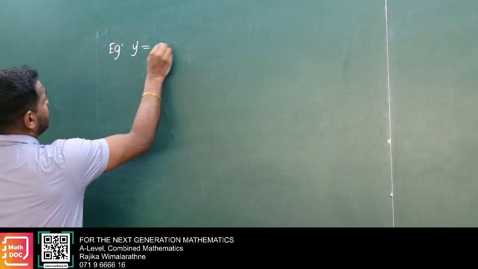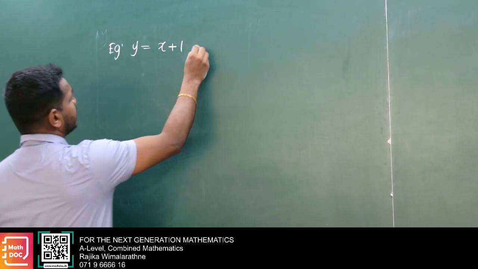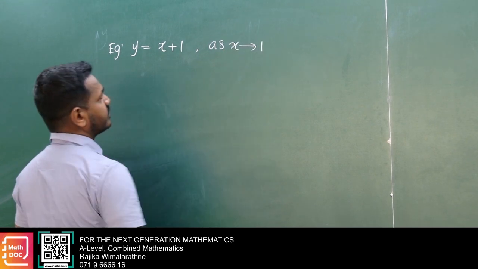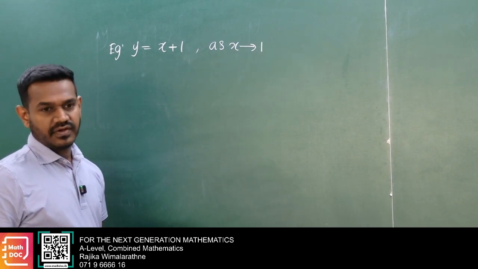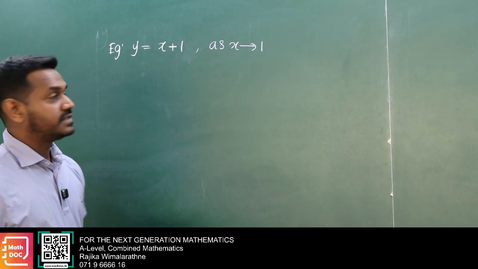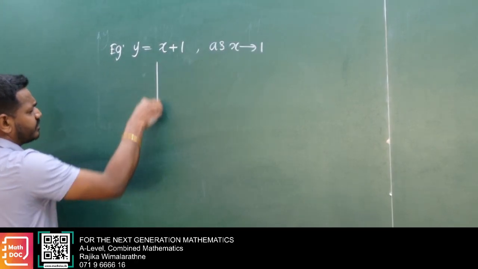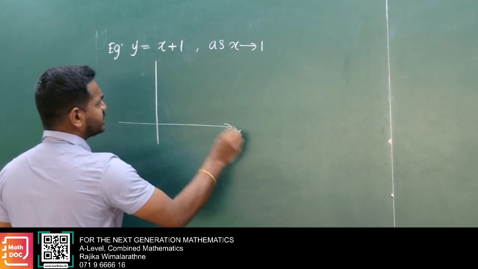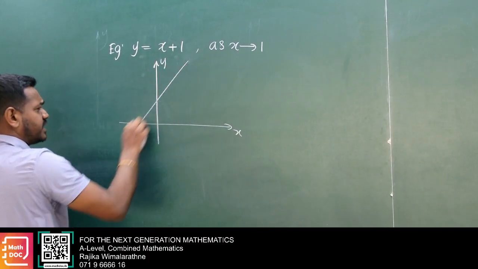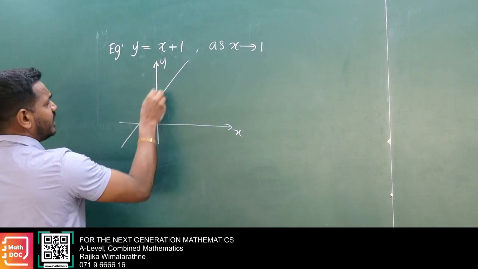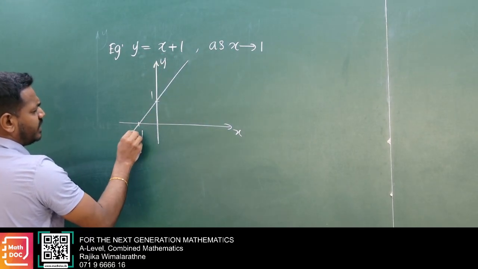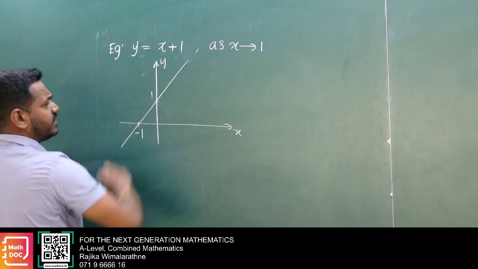y equals x plus 1 as x arrow 1. Okay, you see this one clearly, then I'll give you exercises. Here x axis, y axis, y equals x plus 1, a straight line. When x is 0, y value is 1, when y is 0, x value is minus 1. Here the line.